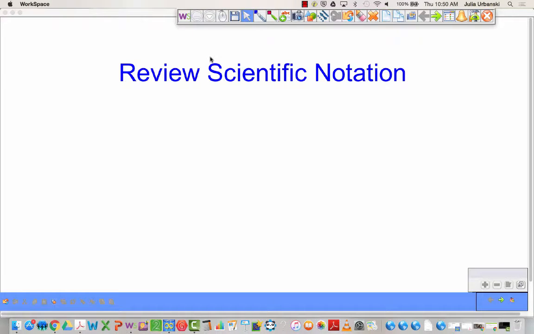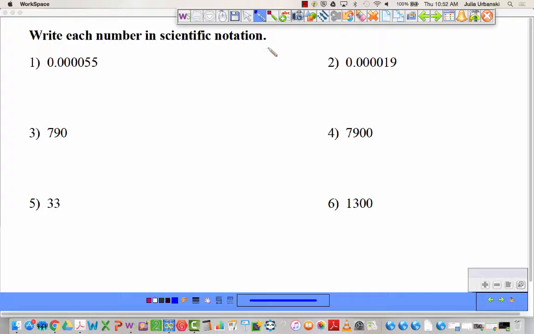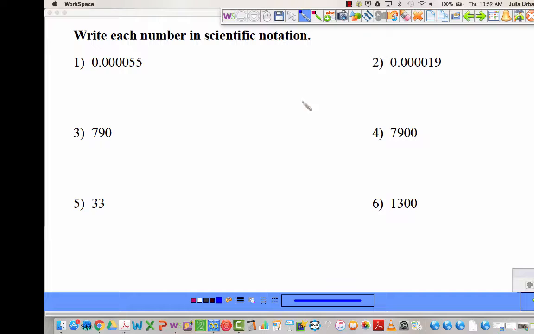Review scientific notation for those of you that are watching at home. This is not in your notes. This is on your own paper. You don't have to write that. Scientific notation means that you have one number that only has one number in front of the decimal place, and then you have times a power of 10. So I'm just going to show you what I mean by that.